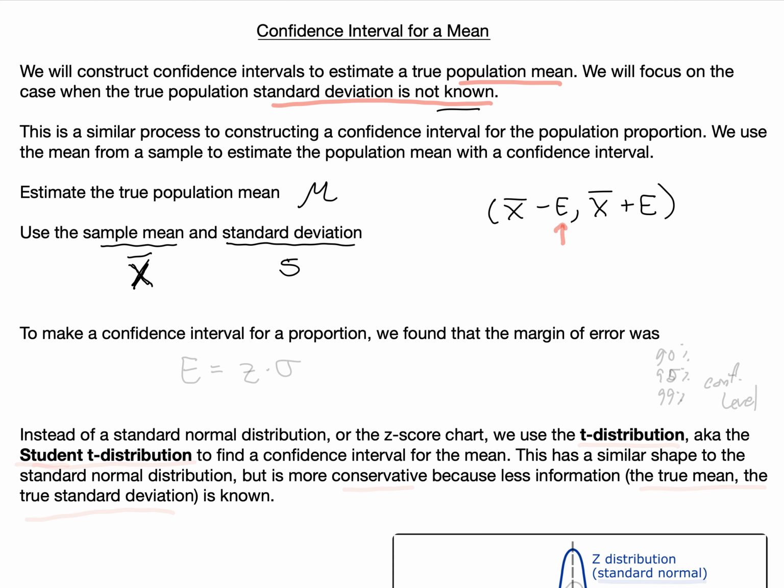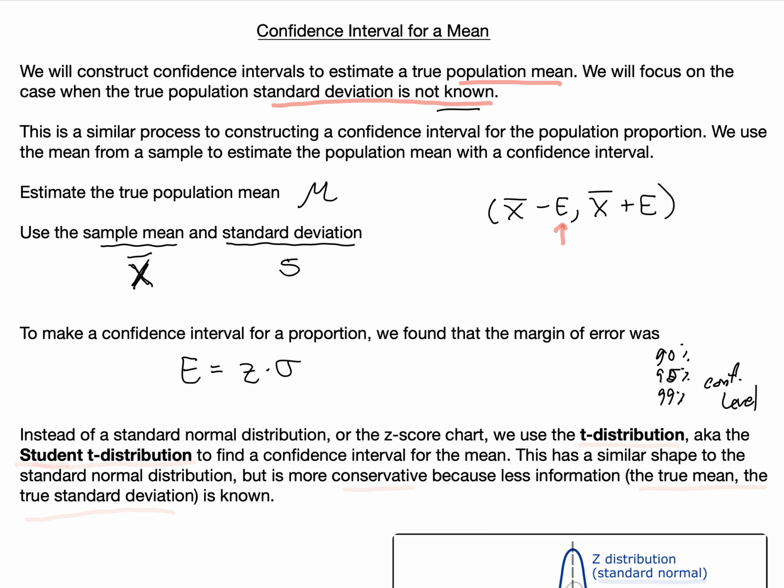Remember that when we were doing it for a proportion, we found that the margin of error E was equal to Z times sigma, where sigma was the standard deviation and Z was the value that separated whatever percentage in the middle from the rest. So if we were at either a 90% or a 95% or a 99% confidence level, then Z was the value that separated that percentage of data in the middle on the standard normal distribution from the rest of the data.